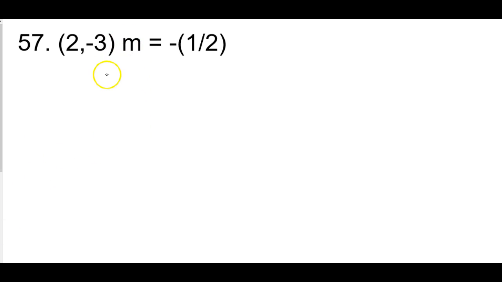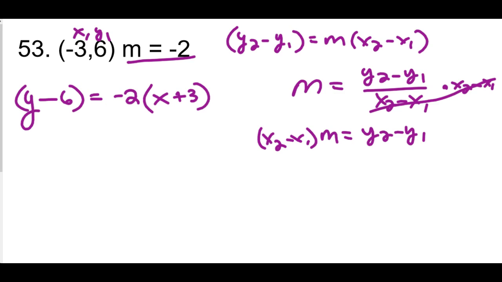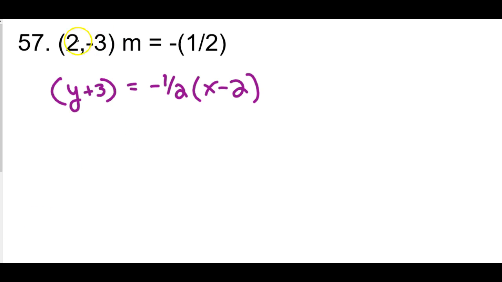For number 57, once again, they're giving me everything I need to write this out. I'm going to say y minus a negative 3, which is y plus 3, is equal to negative 1/2 times x minus 2. And I did, just checking here, okay. Making sure I put them in the right spot. Sometimes it's easy to switch these two around when you're plugging them in. Because up here they give you x first and then y, and down here you're writing y first and then x. So that's why I should have done x1, y1, just to remind myself, label those things.